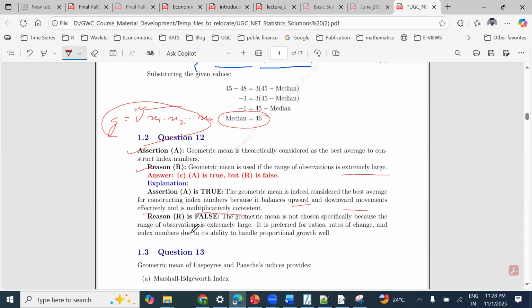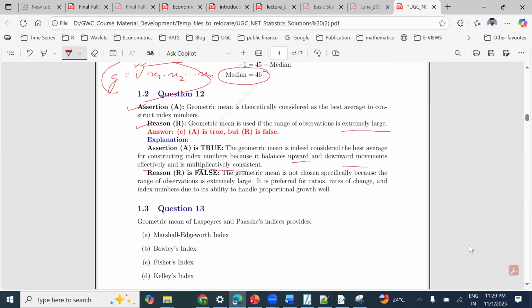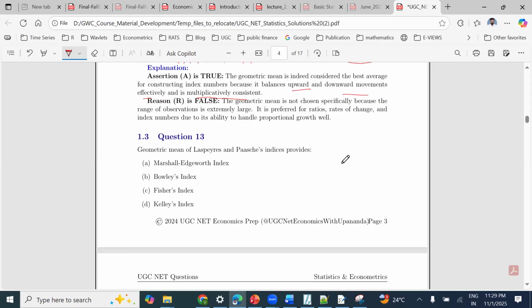And the reason is false because the geometric mean is not chosen specifically because the range of observation is extremely large. Rather, it is preferred for ratio, rate of change, and index number due to its ability to handle proportional growth well. So that is the reason. This is not the correct reason. Is it clear? Sangeeta, shall we proceed? Yes, sir.